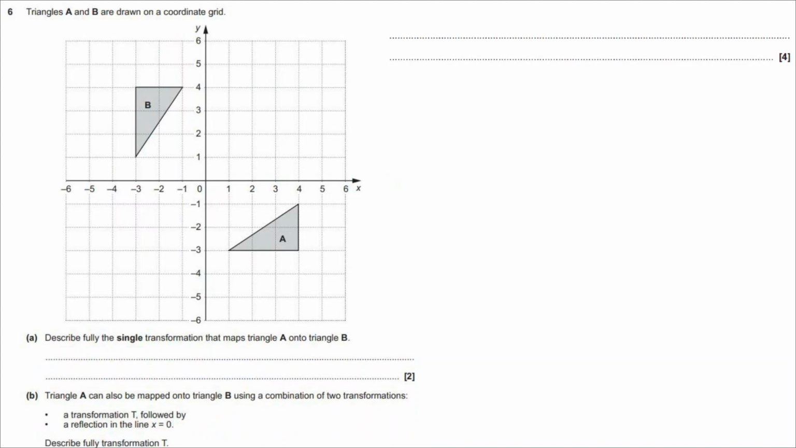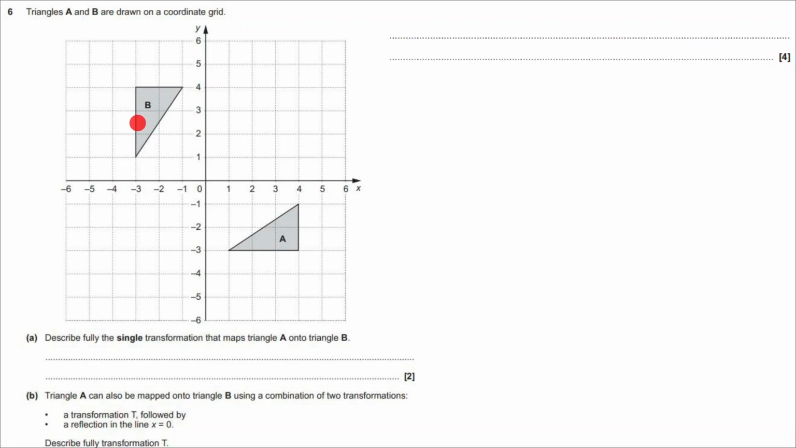Let's move on. Another exam style question. Part A is saying, describe fully the single transformation that maps triangle A onto triangle B. I want to get from triangle A to triangle B. Again, let's go through our transformations. Could it be a translation? No, because the shape's kind of been tilted a bit, hasn't it? So it can't be that.